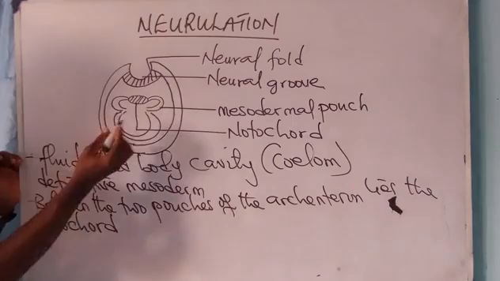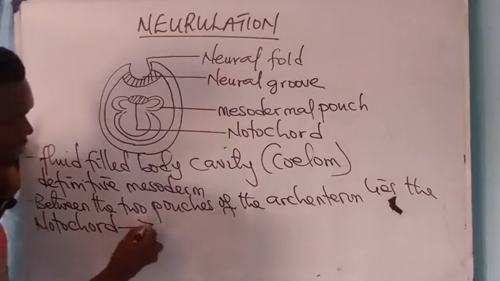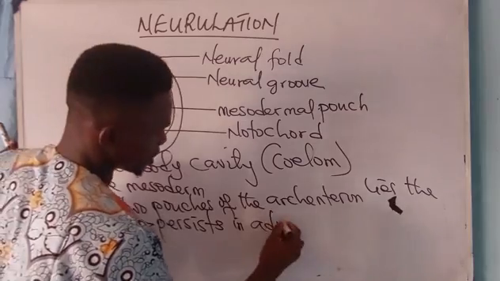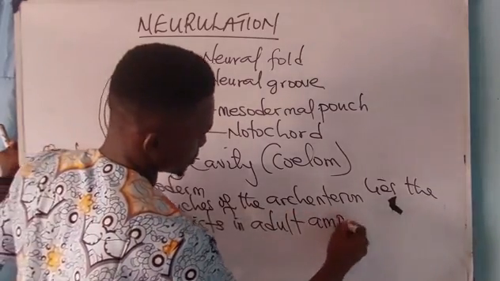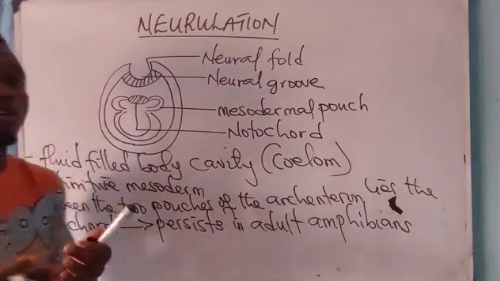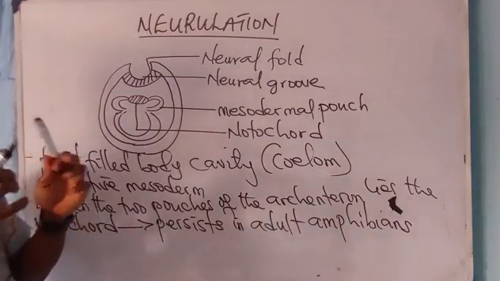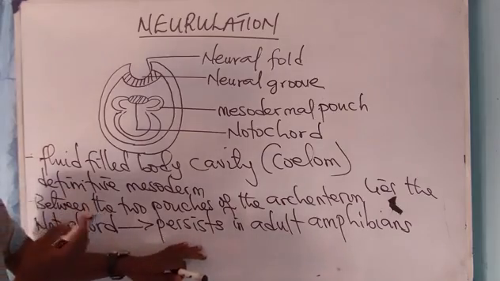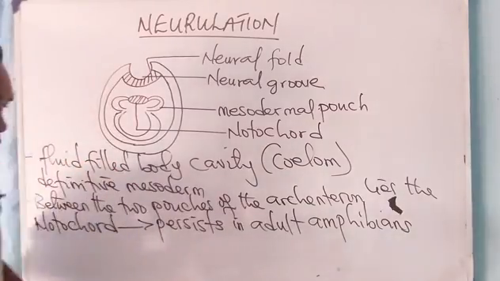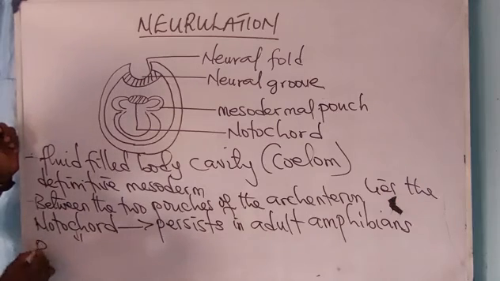Now this notochord that is just between the mesodermal pouch persists. It persists in adult amphibians, and maybe other chordates. So please, the notochord is found between the two pouches, and it persists in adult amphibians and what? Other chordates. However, in higher chordates, this notochord is being replaced by what?